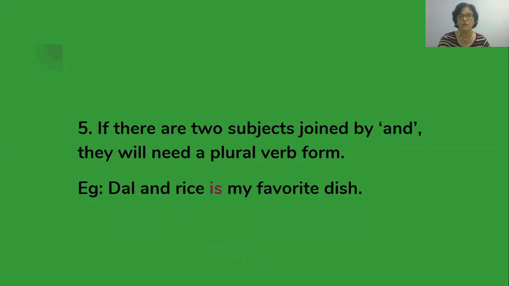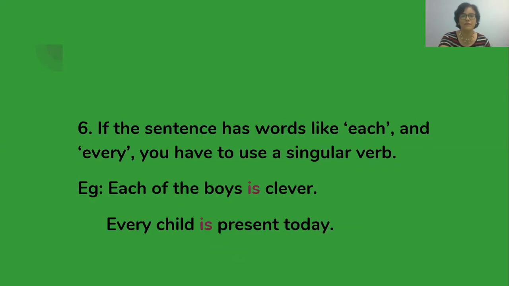The fifth one, if there are two subjects joined by and, they will need a plural verb form. Okay, but in this case, dal and rice is one dish, and therefore is is used because it's considered one thing. You eat it together. Sixth, if the sentence has words like each and every, you have to use a singular verb.